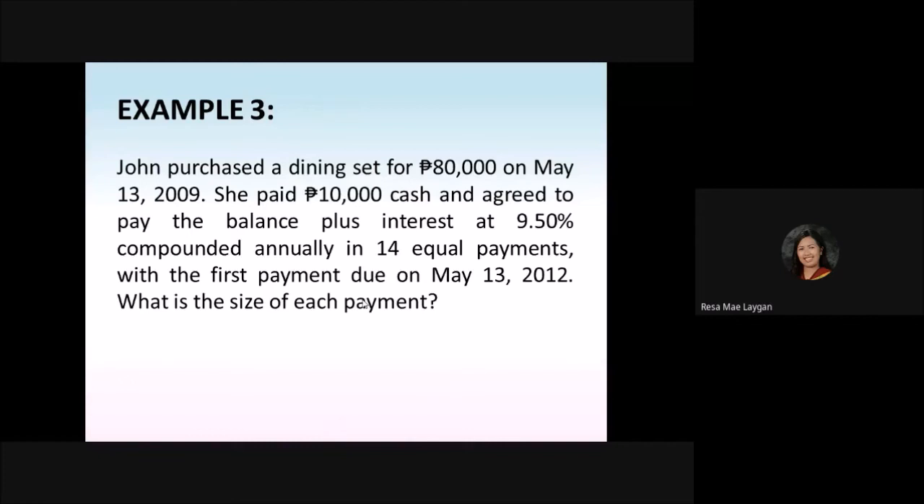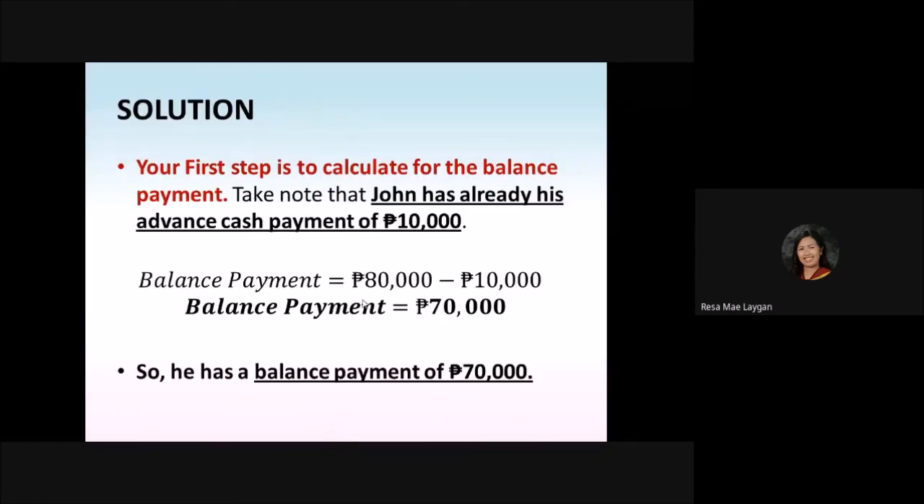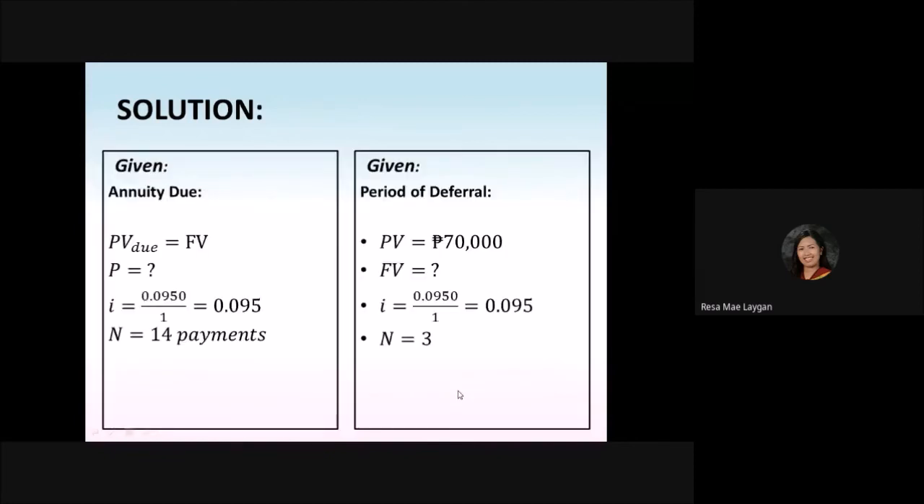So your first step is to calculate the balance payment. Take note that John has already made his advance cash payment of 10,000 pesos. So you have to deduct 10,000 from 80,000 and his balance payment is 70,000 pesos. It is given during this payment stage that the present value of the annuity due.